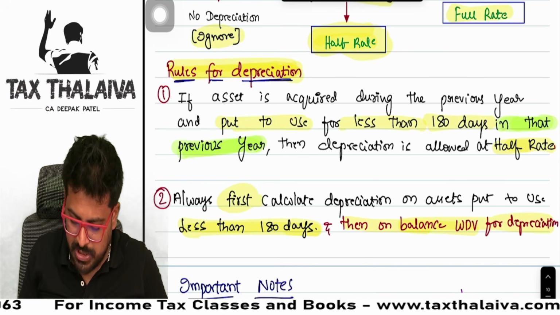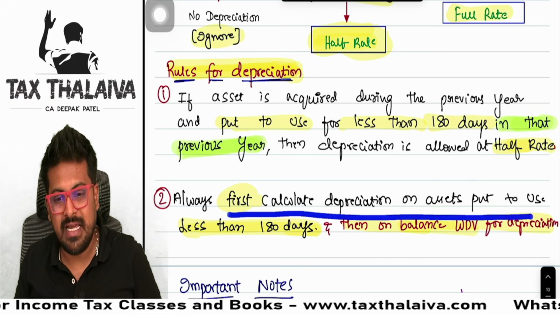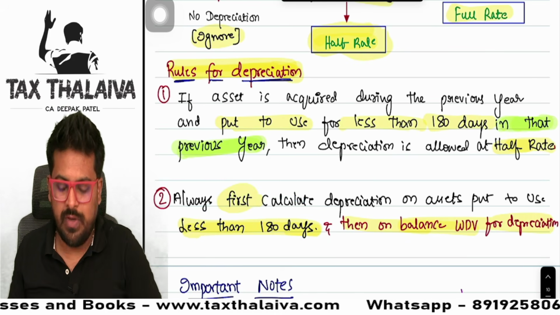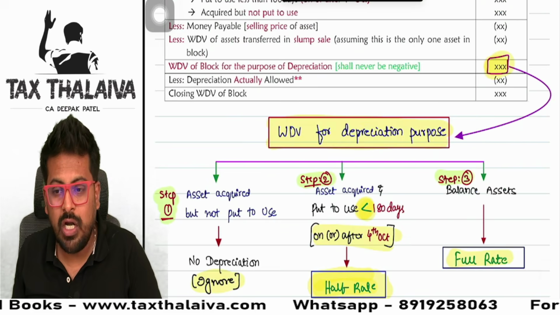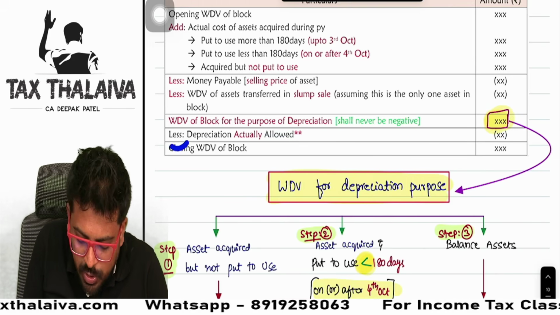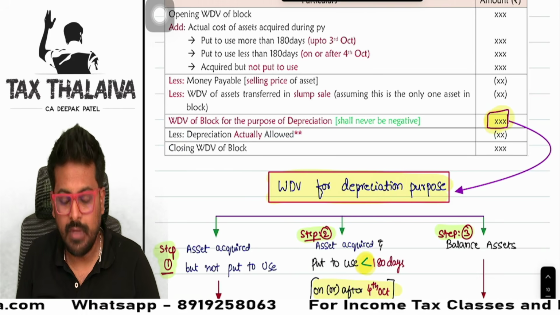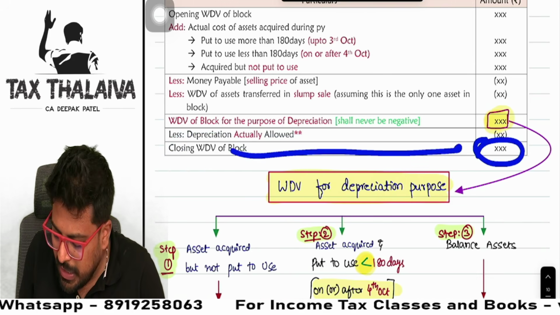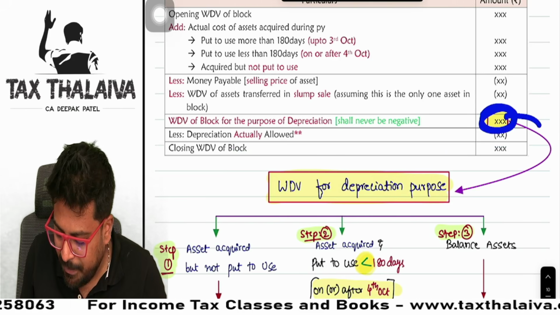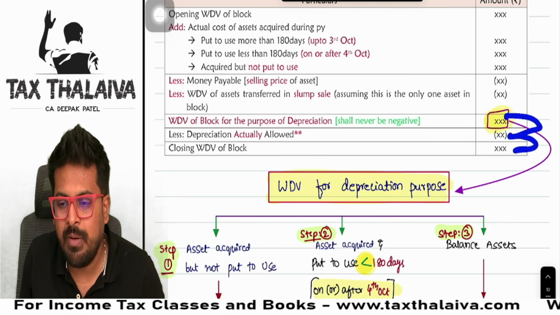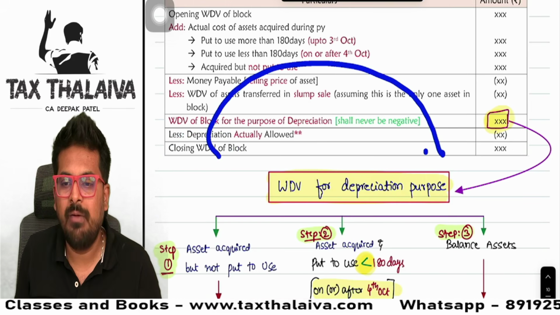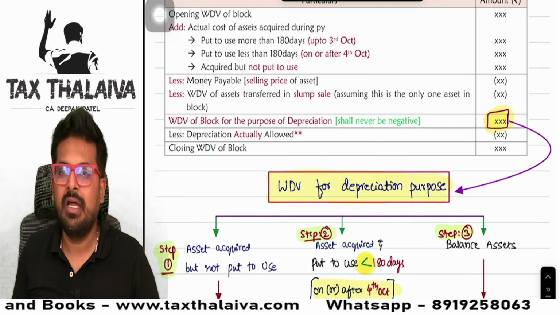days. Next, always first calculate depreciation on assets put to use for less than 180 days and then on the balance WDV for depreciation. This we have already seen in the table. So once you take this WDV for depreciation purpose, you will reduce the depreciation from here and the balance will be called the closing WDV of the block. This closing WDV will be taken to the next year and that will be called the opening WDV for the next year.